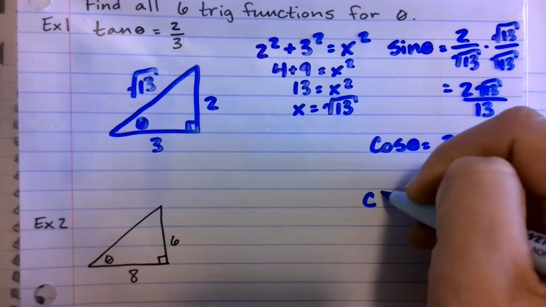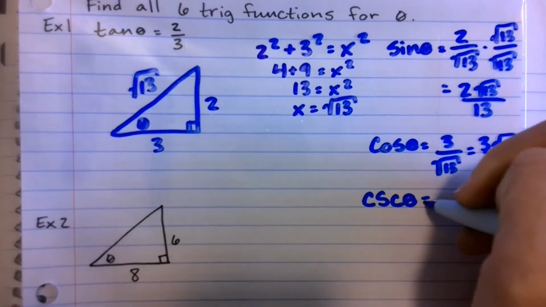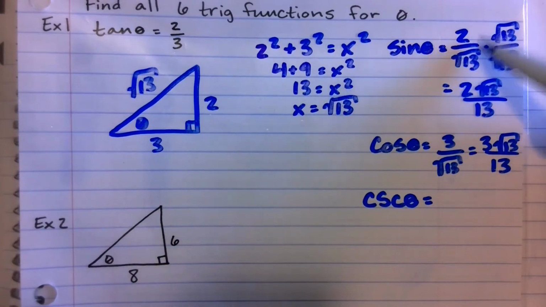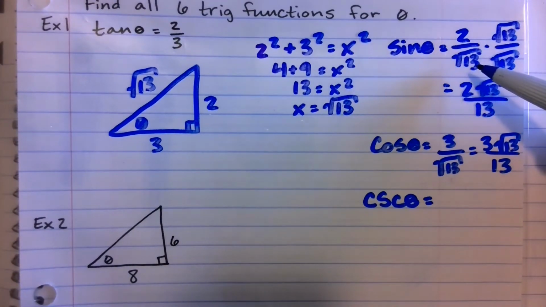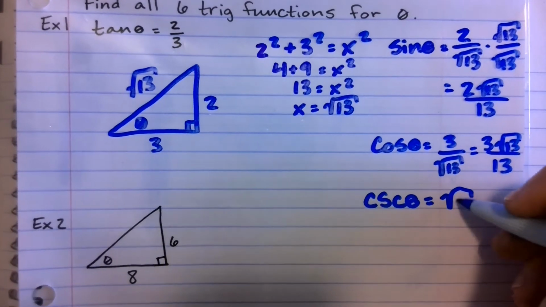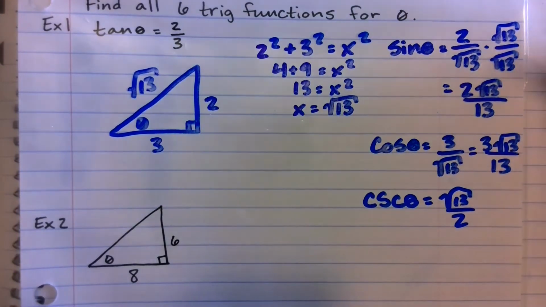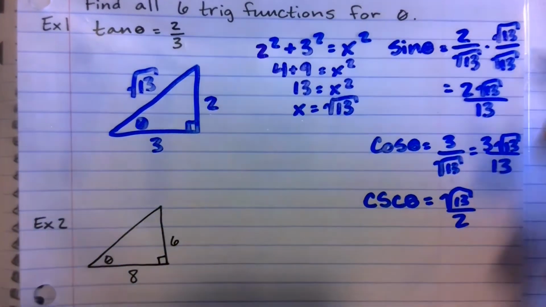For cosecant, I've got the reciprocal of sine, and I want to back up to that original sine before I simplified it, because now if I take the reciprocal of this original, my radical is in the numerator, not the denominator, so I don't have to simplify it. So my cosecant is just going to be radical 13 over 2 from taking that reciprocal.